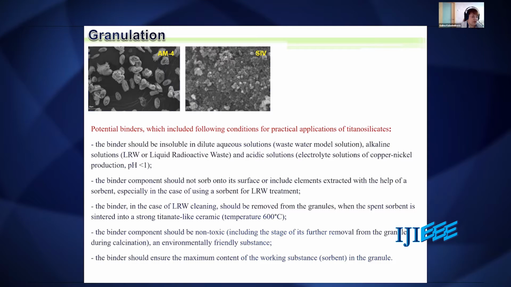The second, the binder component should not sorb onto its surface or include elements extracted with the help of a sorbent, especially in the case of using a sorbent for liquid radioactive waste. The binder, in the case of radioactive chemistry, should be removed from the granules when the spent sorbent is sintered into the strong titanosilicate-like ceramic, because the temperature in these processes is higher than 600 degrees. The binder component should be a non-toxic and environmentally friendly substance.